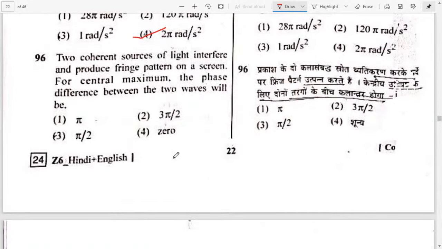Next, question number 96. 2 coherent sources of light interfere and produce a fringe pattern on a screen. For central maximum, the phase difference between the two waves will be option number 4, 0.